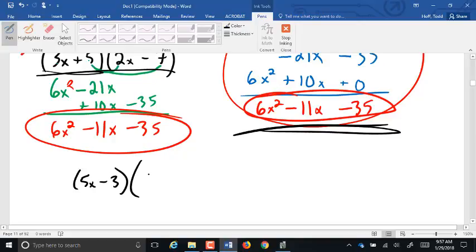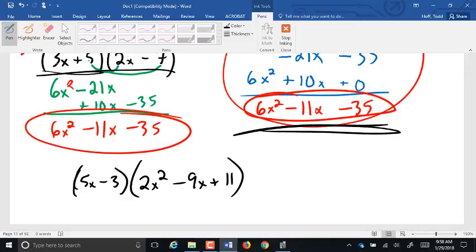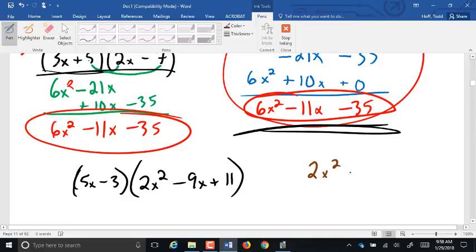5x minus 3 times 2x squared minus 9x plus 11, FOIL doesn't really work there because you've got that middle digit. It'd be FOIL. But obviously you can adjust it to make it work, repeating your distribution. If we did the long multiplication, of course, I always put the number with the most digits on top. It's really no adjustment. You're just multiplying it out.